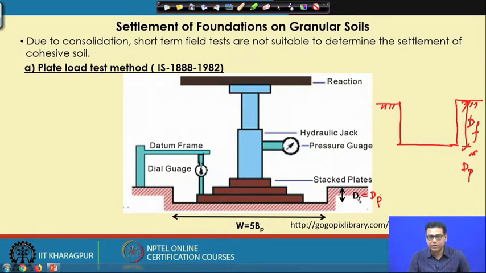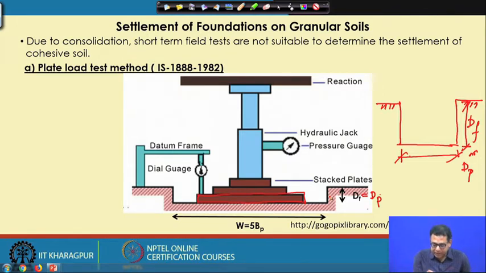F means the foundation, p means the plate, and the pit width should be at least 5 times the width of the plate. So this is the plate, and the pit width should be 5 times the width of the plate.